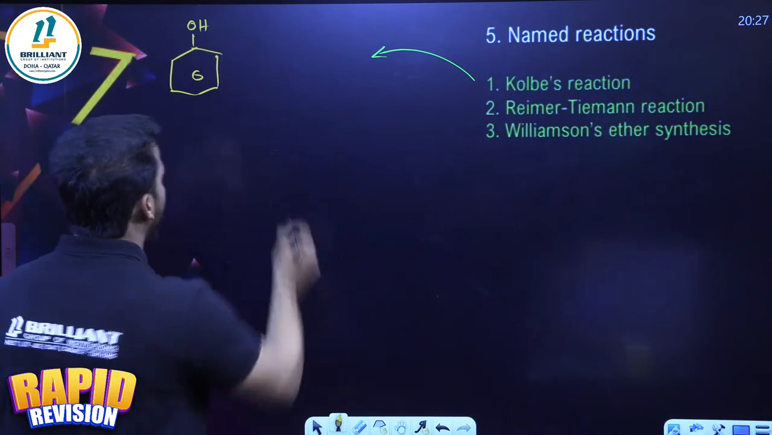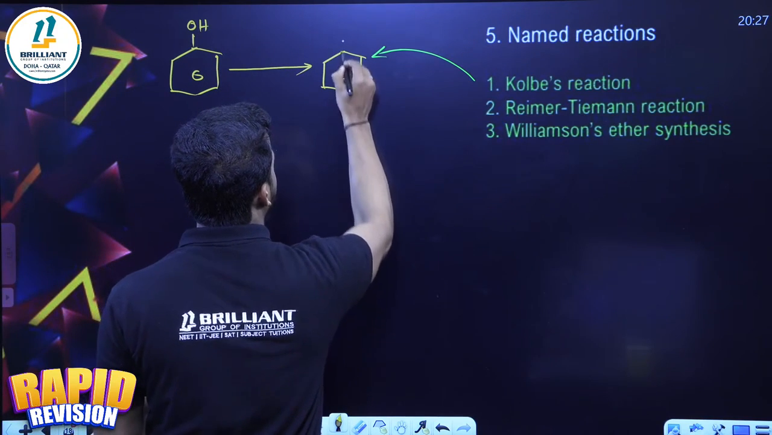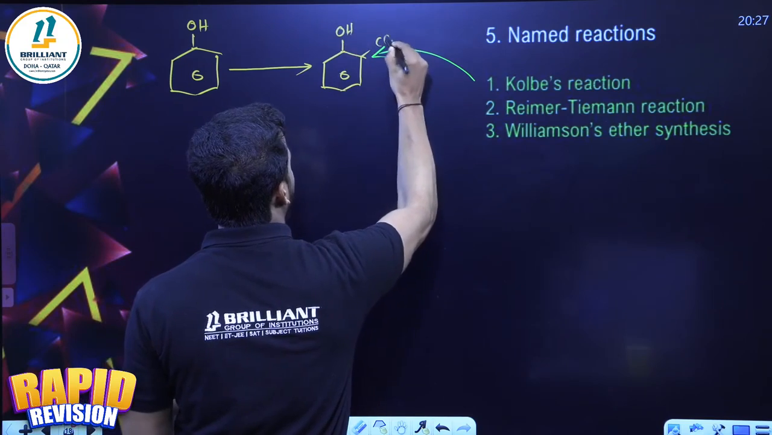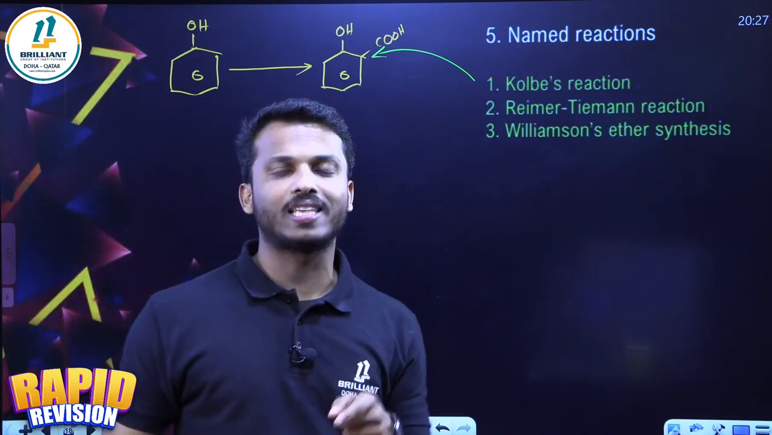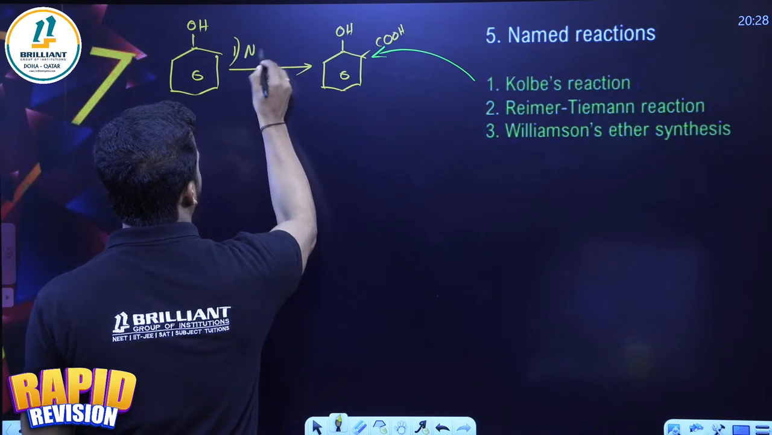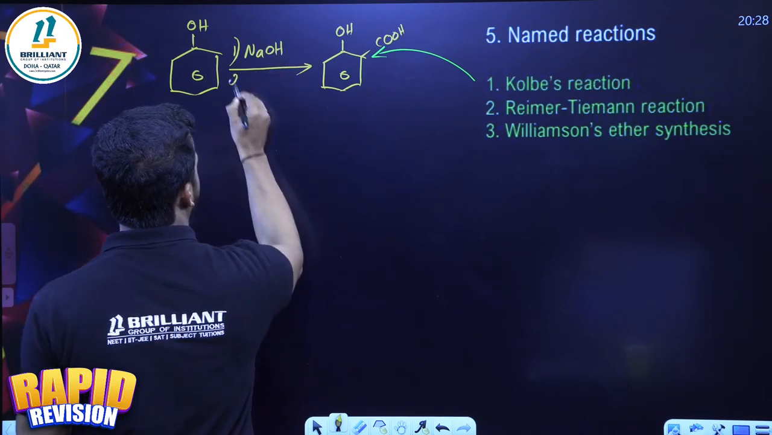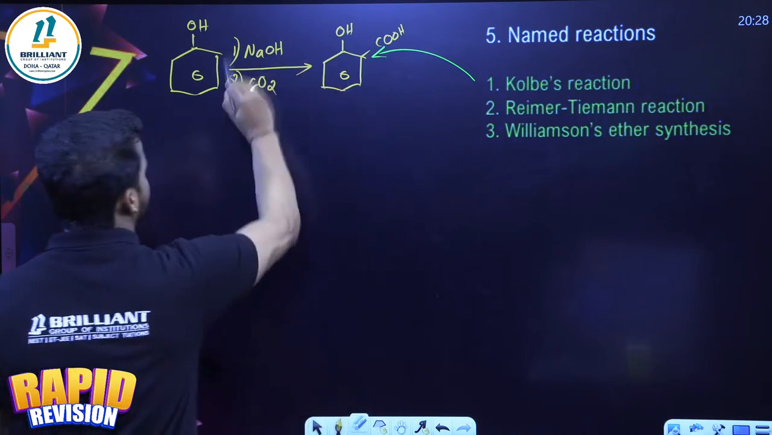Treating phenol, we will get salicylic acid, right? Kolbe's reaction is the conversion of phenol to salicylic acid. What are we treating with first? First, we will treat with aqueous NaOH, right? Second, we will treat it with carbon dioxide. Those are the two steps.